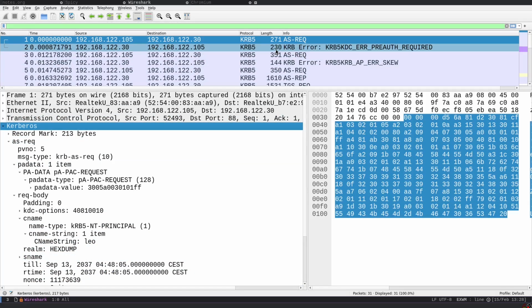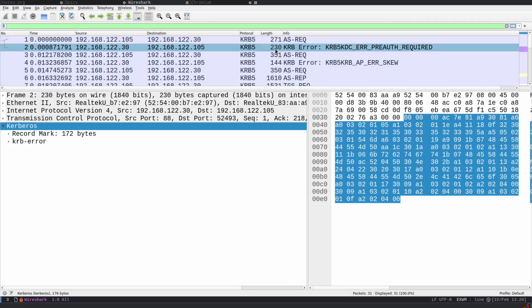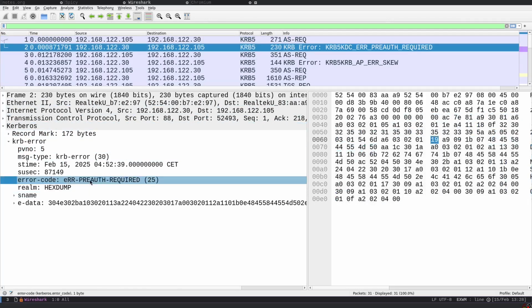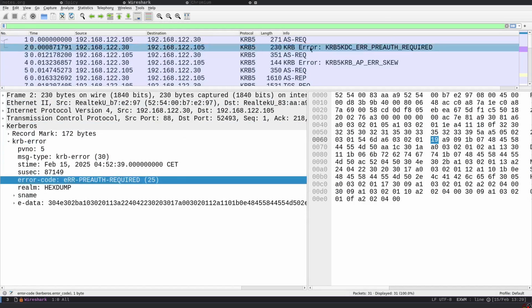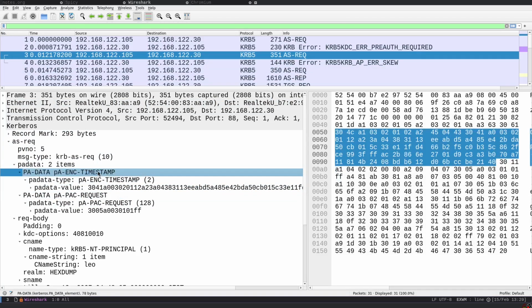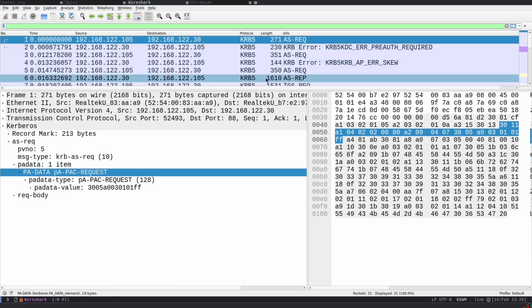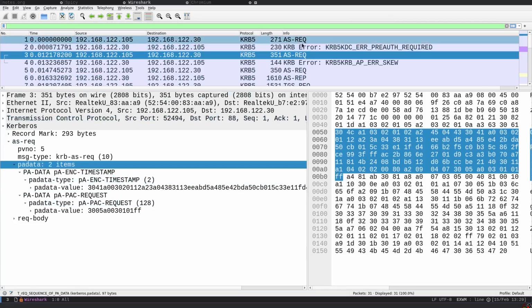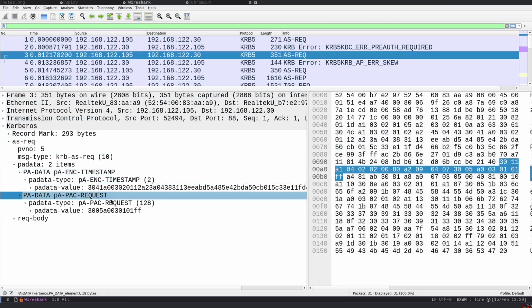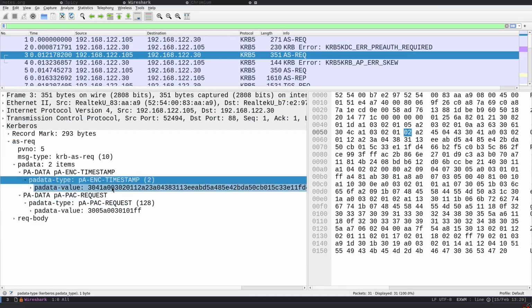However, if we notice the trace, to this request the server replies with an error. And the error is, look, pre-auth required. I need actual authentication because I did not put it in the first one. So in the second AS-REQ request, notice that I include also an encrypted timestamp, this PA-ENC-TIMESTAMP, which before was not here. Look at this PA data here. Now it's 2 items. Before it was only 1. Before it was only the PA-PAC-REQUEST. Now there is the PA-PAC-REQUEST, but there's also the encrypted timestamp.